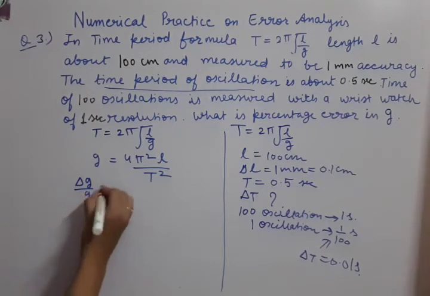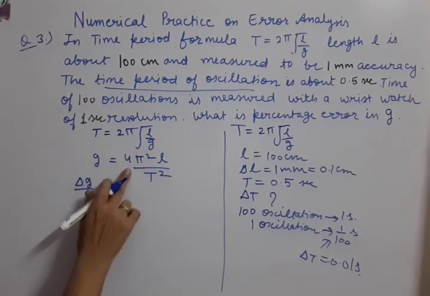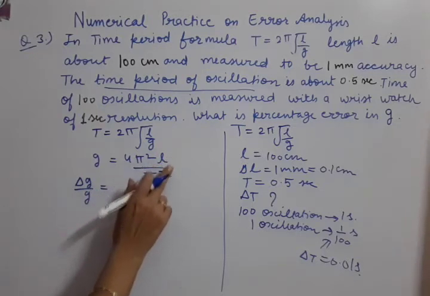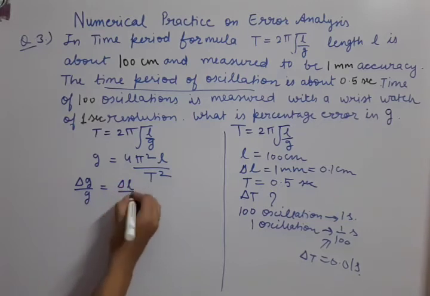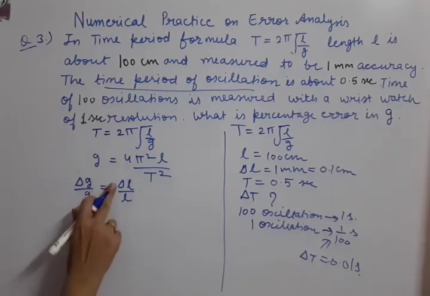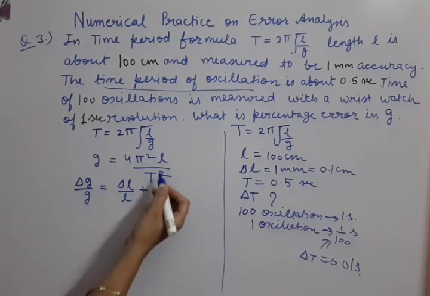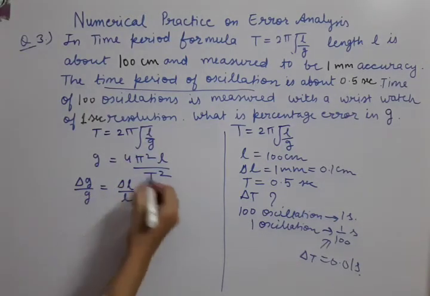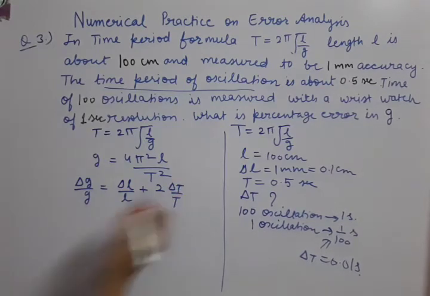So delta G by G we will write. 4 pi square is constant, it will be ignored. Then we are left with L by T square. So delta L by L, it will come single, but we have T square. So in power operation, power comes in front. So 2 times delta T by T we will write.